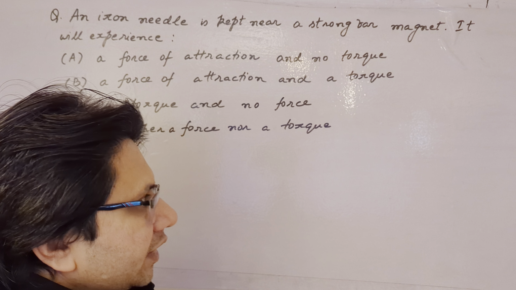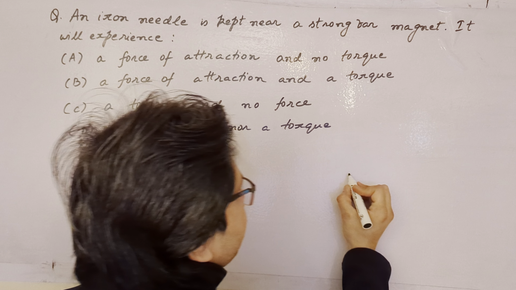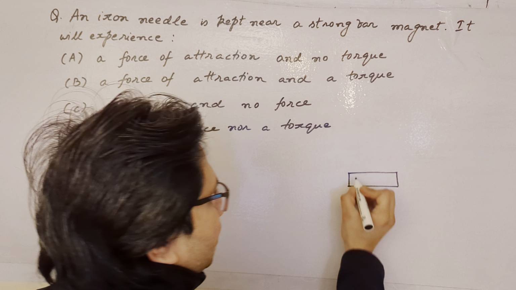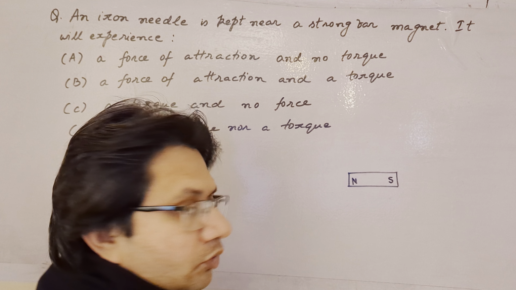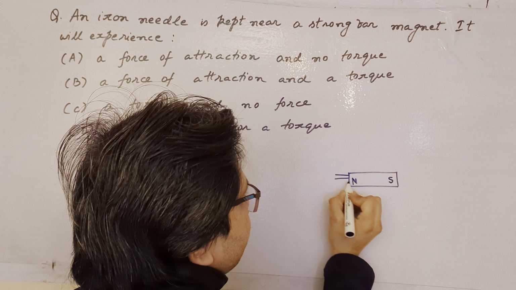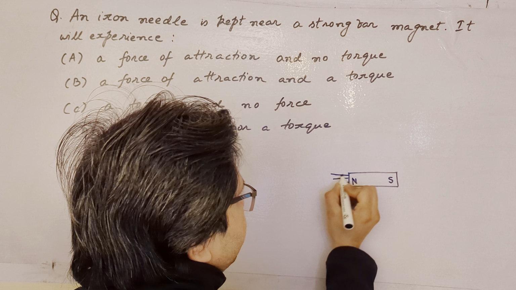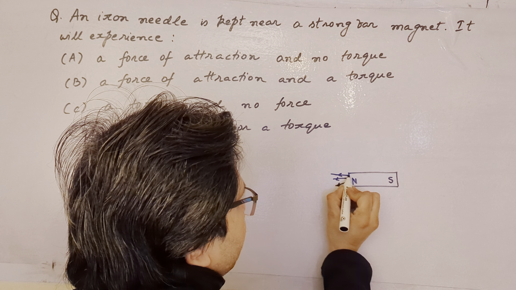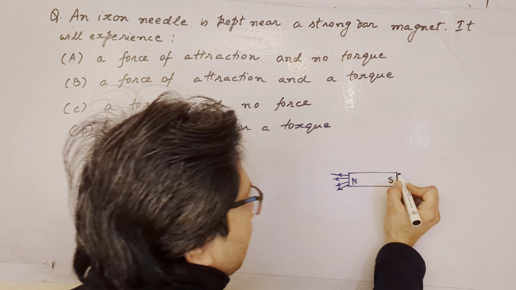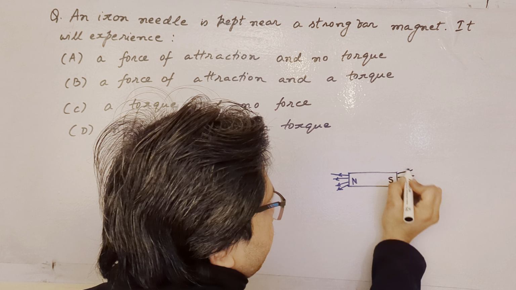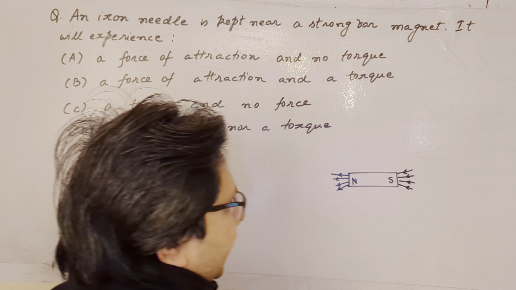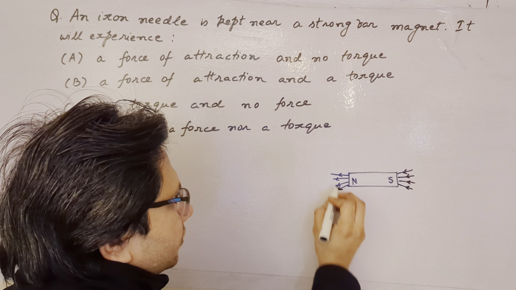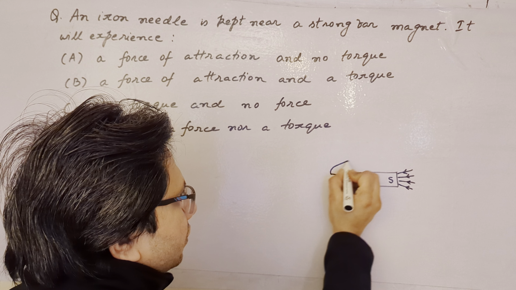So the problem is based on the topic of magnetism. In this problem, there is a strong bar magnet, and near this bar magnet there is an iron needle. We know that a bar magnet has north and south poles, where the field lines near the poles are very close. From the north pole the field lines originate, whereas at the south pole these field lines terminate or end.